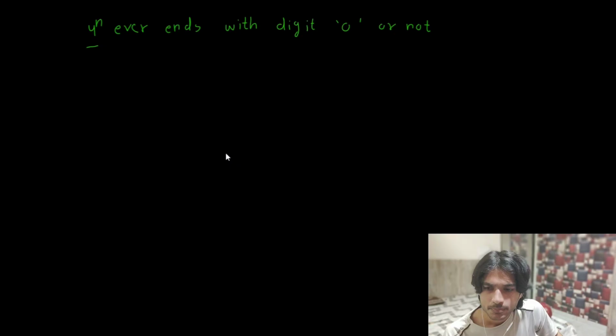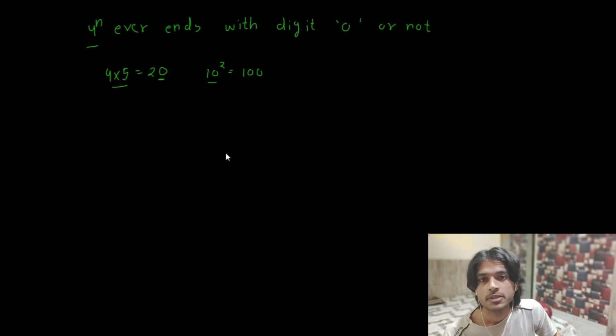For example, let's say 4 multiplied by 5. 4 multiplied by 5 is going to be what? 20. So this ends with digit 0, right? If I write 10 multiplied by 2, it is going to be 20. So this 10 multiplied by 2 ends with the digit 0, right?